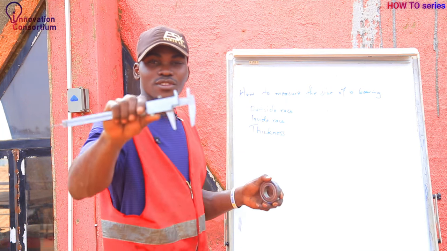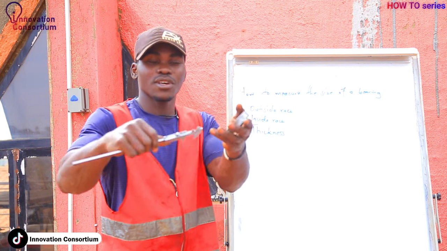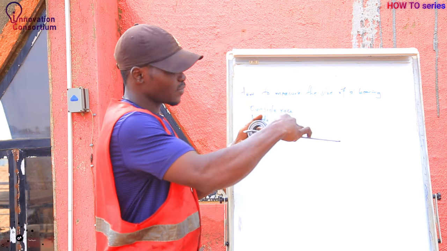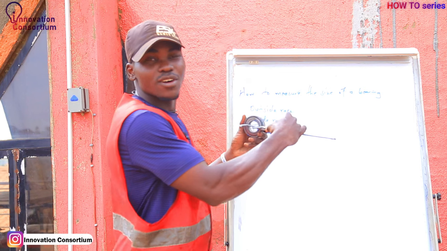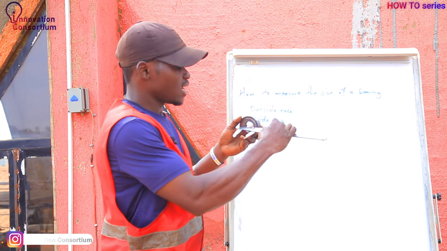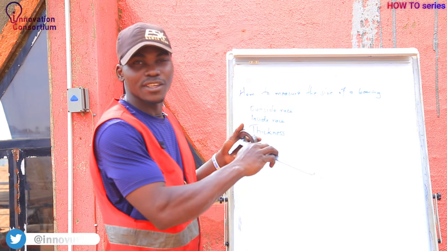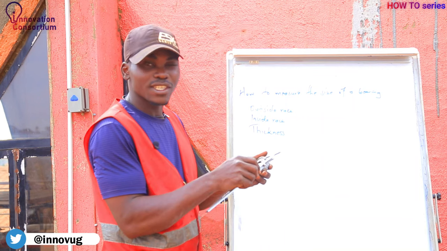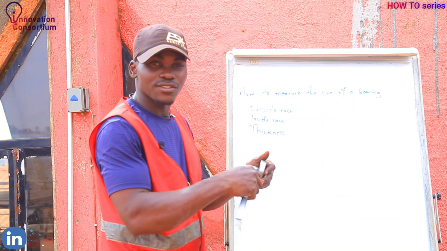How do I take measurements of the bore of the inside race? With the outside jaws of the caliper, these two, I take the measurements of the bore of this particular bearing. And here it's showing me 35. So outside 72, inside 35.